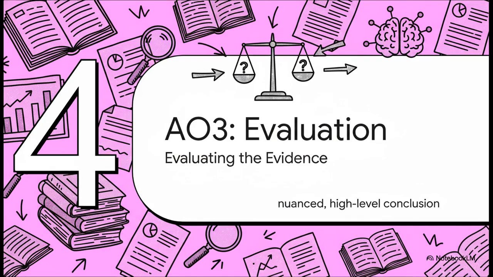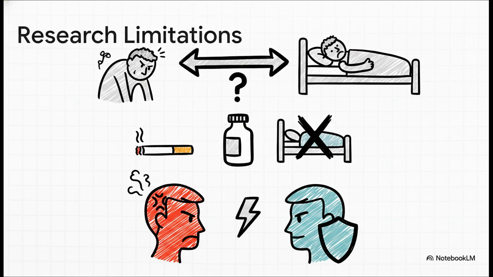All right, on to Section 4, AO3 Evaluating the Evidence. Now we have to critically evaluate this massive body of evidence, because despite all that strong biological support, there's a major limitation. Much of this research is strictly correlational. Does stress cause the illness, or does being chronically ill cause the stress? It's kind of a chicken and egg situation that's incredibly hard to untangle.